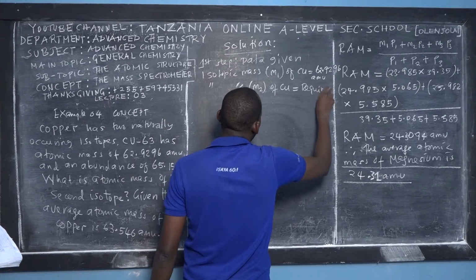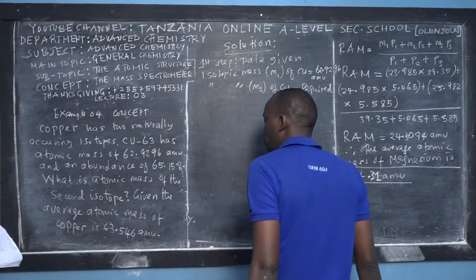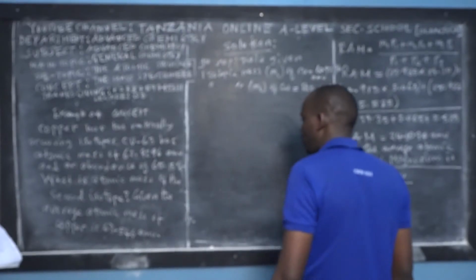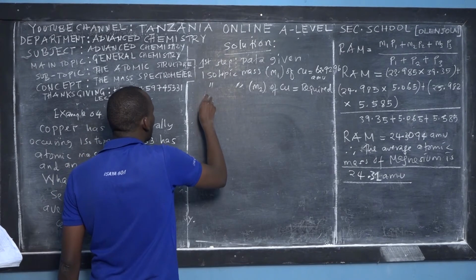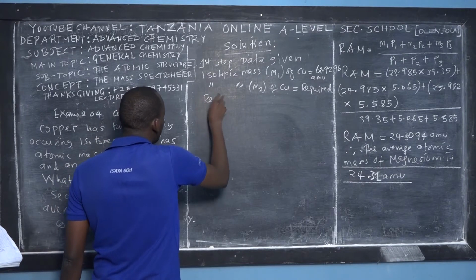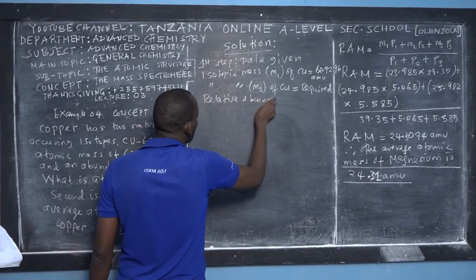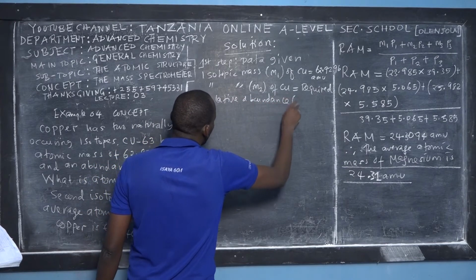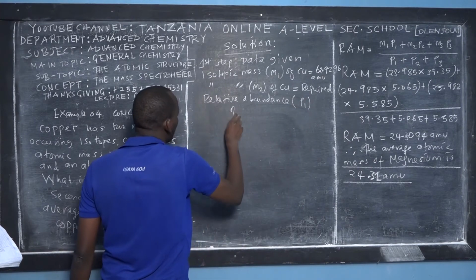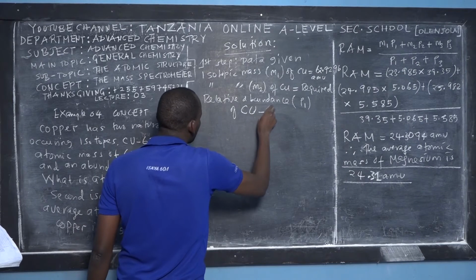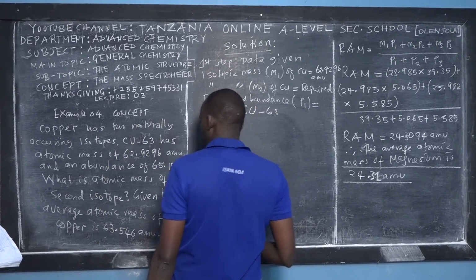So you see, today we have been asked what we used to have in the questions, or what used to be given in many previous questions. Then we have intensities, or you have abundance. The relative abundance of the first, this is P1 of the first copper, which is copper 63. This one will be given as what?